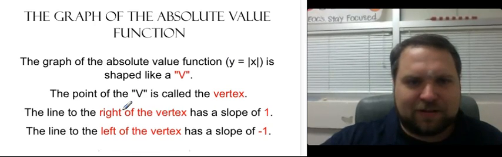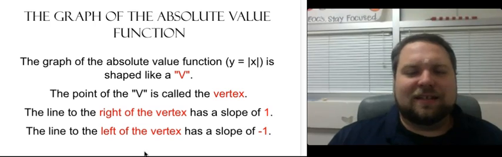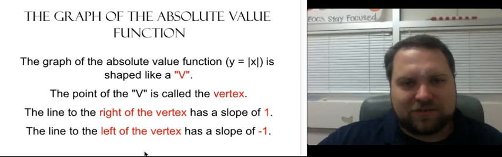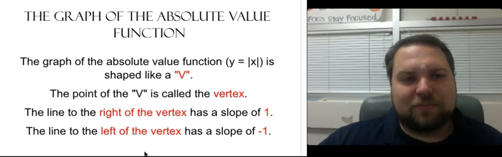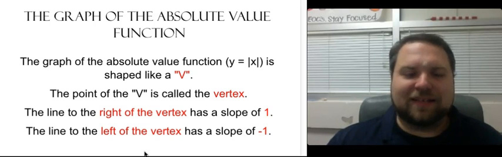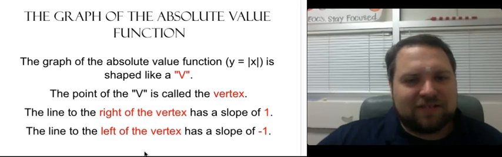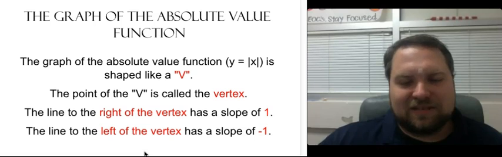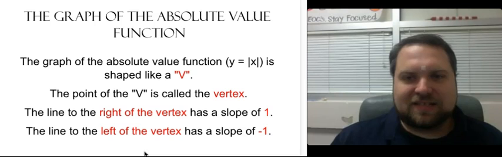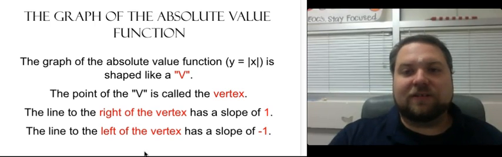So, to cap it all off, this is the list of stuff that I want you to remember about the graph of the absolute value function, and you absolutely have to have this committed to memory. The graph is shaped like a V. That point of the V is called the vertex, and it is a point. It's not rounded. It is a poke-you-in-the-eye kind of point. The line to the right of the vertex has a slope of 1. The line to the left of the vertex has a slope of negative 1. And we will be drawing these and looking at the equations for them over the next several days. So hopefully you will get very, very familiar with them.